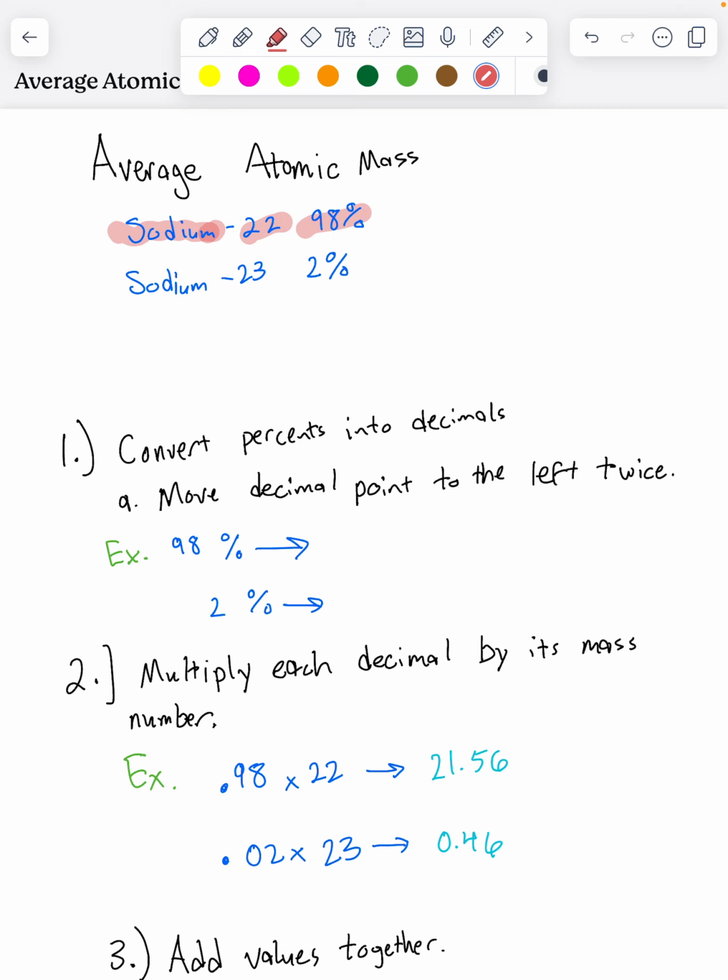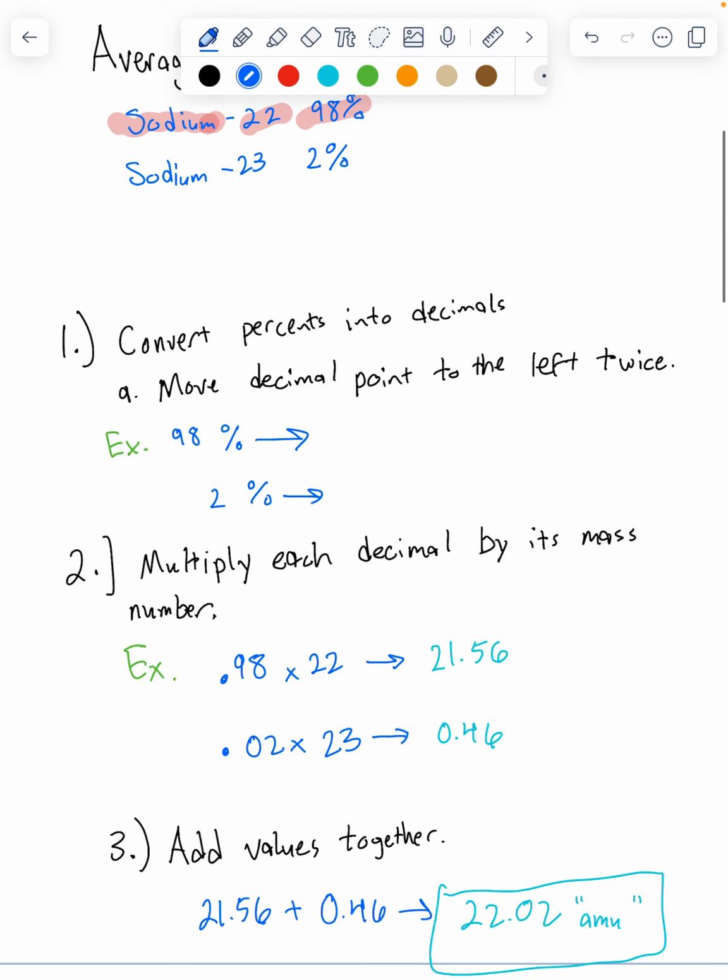If I had 98% of my sample was the isotope sodium-22 and 2% was the isotope sodium-23, what is the average mass of all of that sample? We're going to figure out how to solve that problem today. So, first off, what you're going to want to do is convert percents into decimals. To convert percents into decimals, you're going to do a pretty simple step.